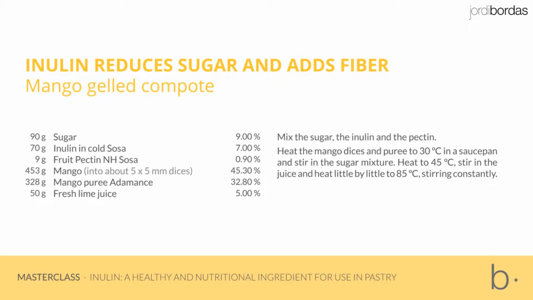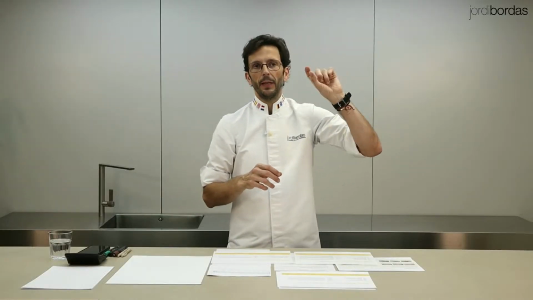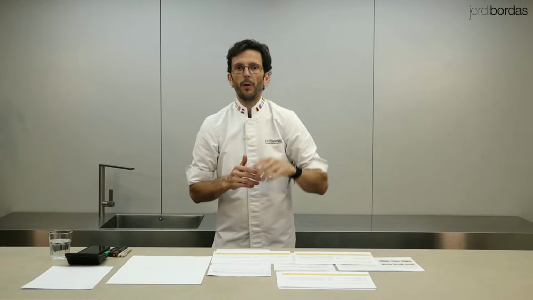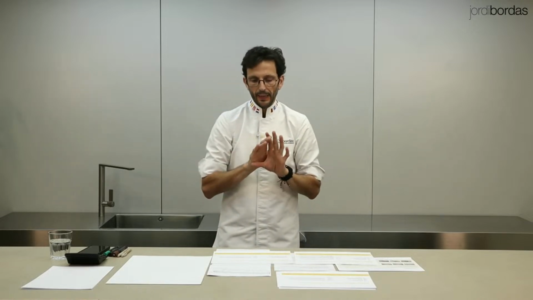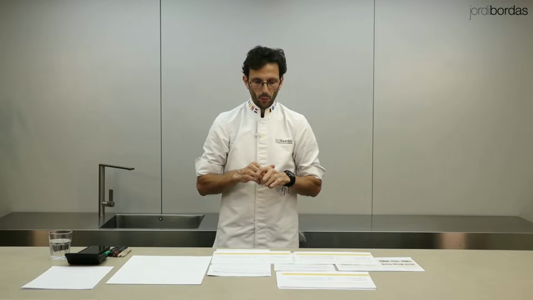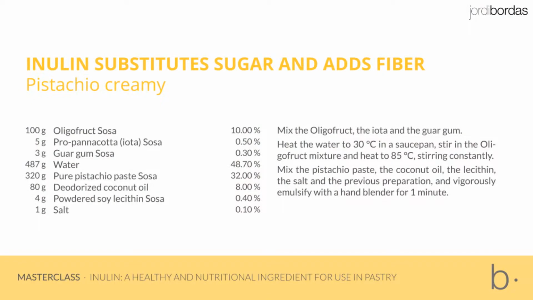Remember that pectin NH always needs either calcium presence in the recipe, or low acidity. That means between 2.5 and 3.5 pH in the final recipe. If not, the pectin NH is not going to work. Okay, let's move now to another example.